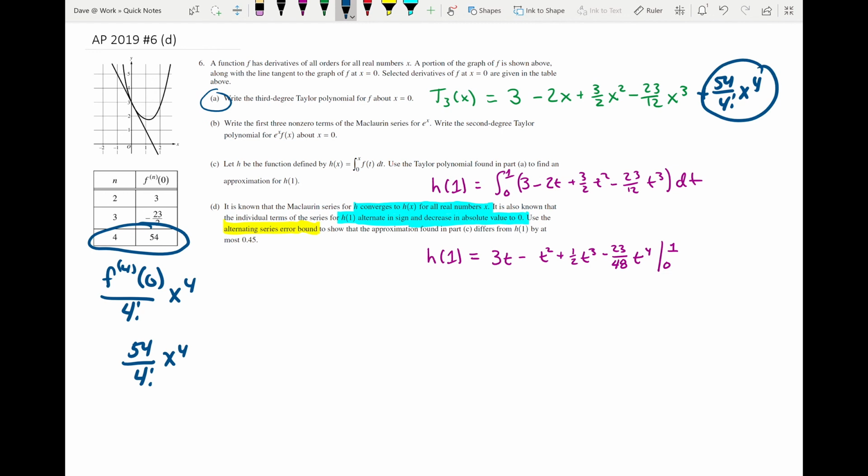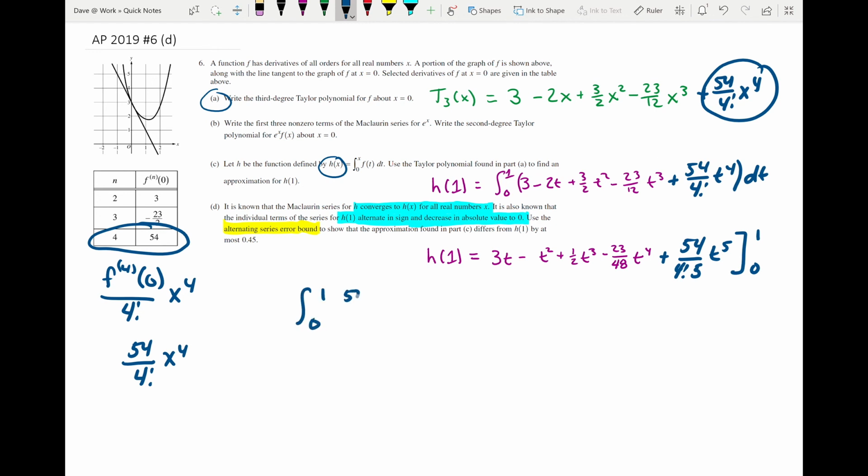The problem is that is for f of x. We're being asked to find h of x, which means I should be adding plus 54 over 4 factorial t to the fourth into my integral. And when I take the antiderivative of that, I will have 54 over 4 factorial times 5, t to the fifth, going from 0 to 1. So that's in fact exactly what I wanted to do.